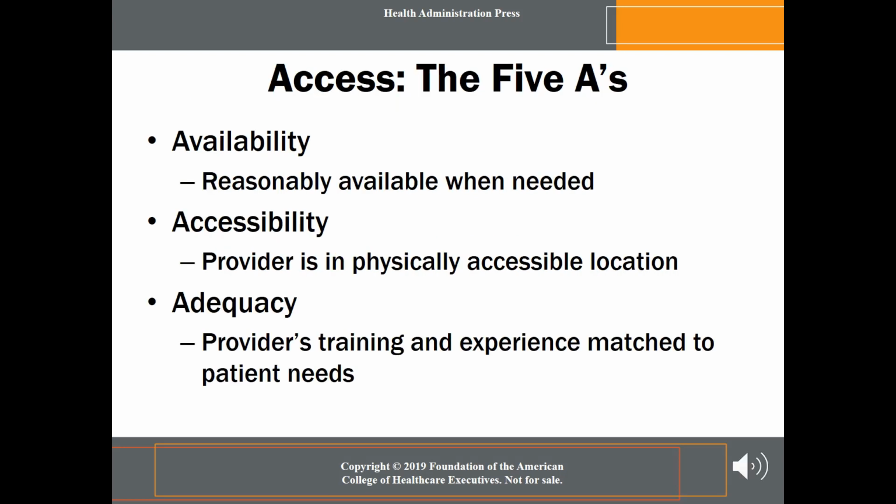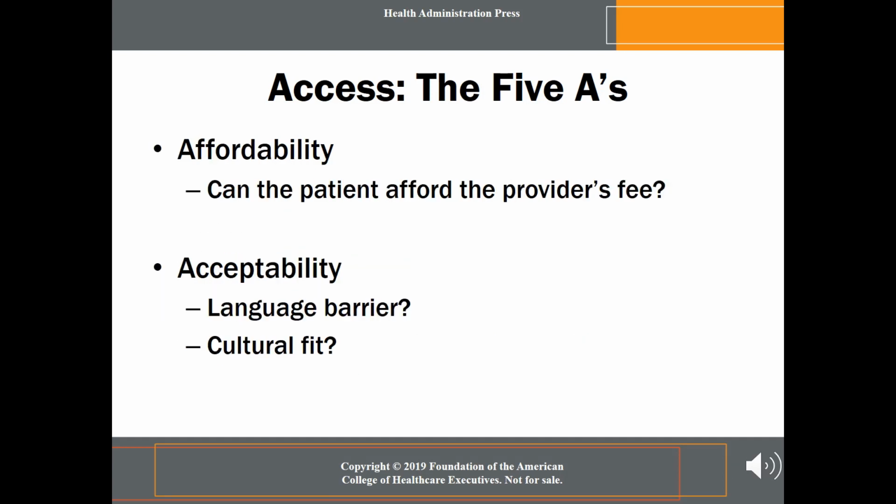The 5 A's of access include availability, accessibility, and adequacy. Availability, reasonably available when needed. Accessibility, provider is in a physically accessible location. And adequacy, provider training and experience matched to patient needs. Affordability, can the patient afford the provider's fee? Acceptability, is there a language barrier? Is there a cultural fit?